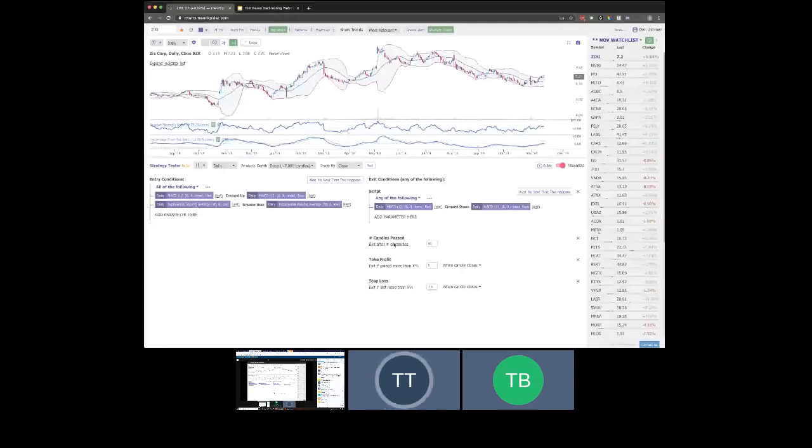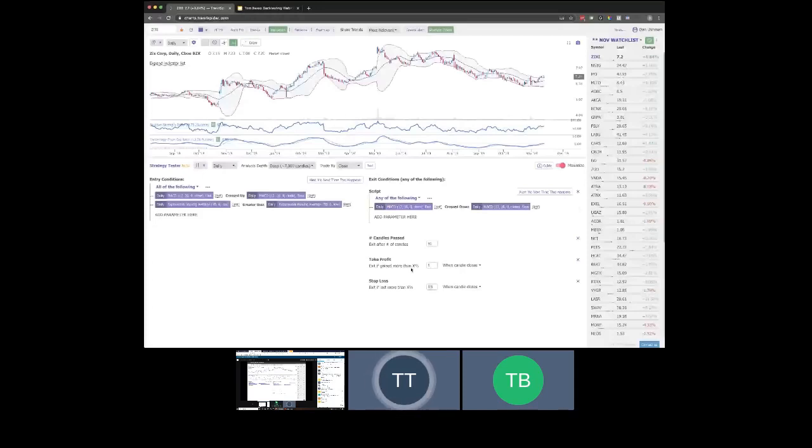You can exit candles past, so we're on a daily chart, so that means exit after 30 trading days. You can exit on a profit taker. So if you're up 5%, just get out, take the money and run, right? And you can also exit on a stop loss. So there's 4 different types of exits, and you can choose which ones you want to use in the backtest, right? By configuring it here.